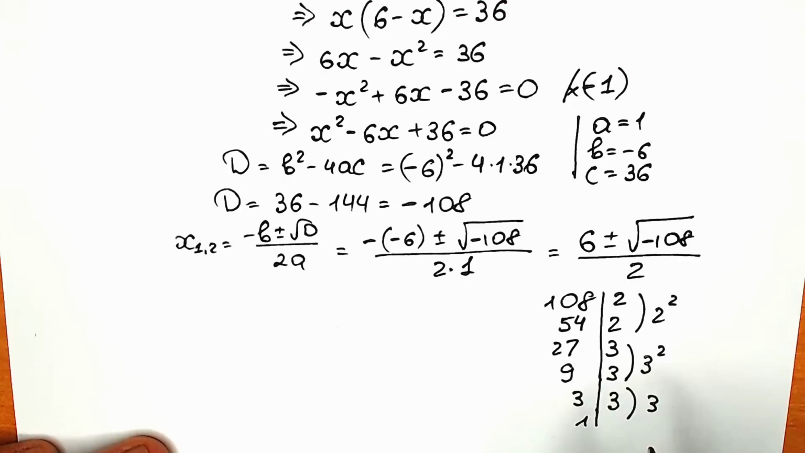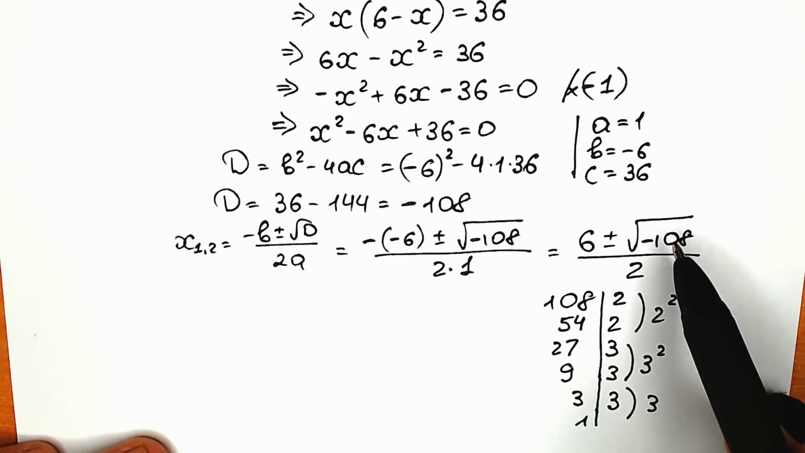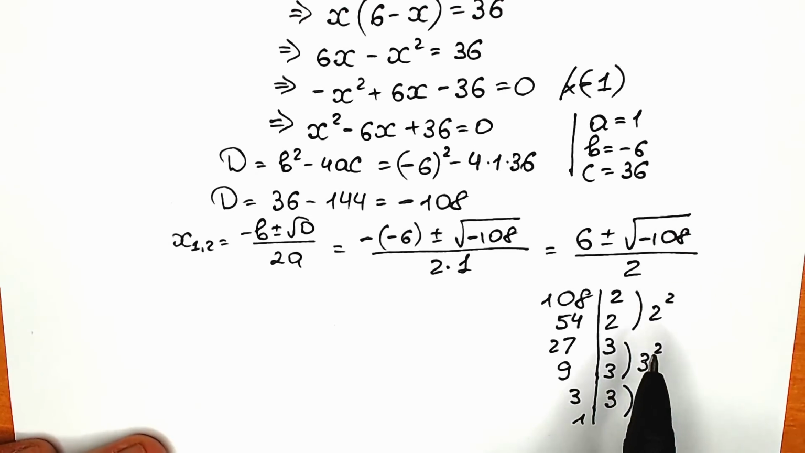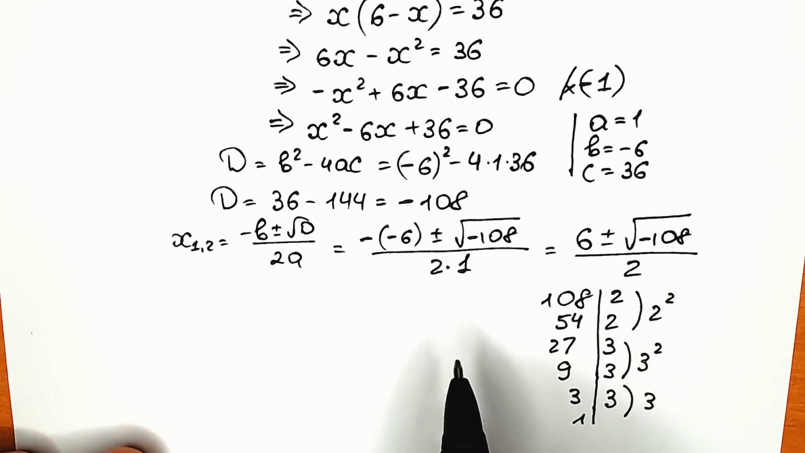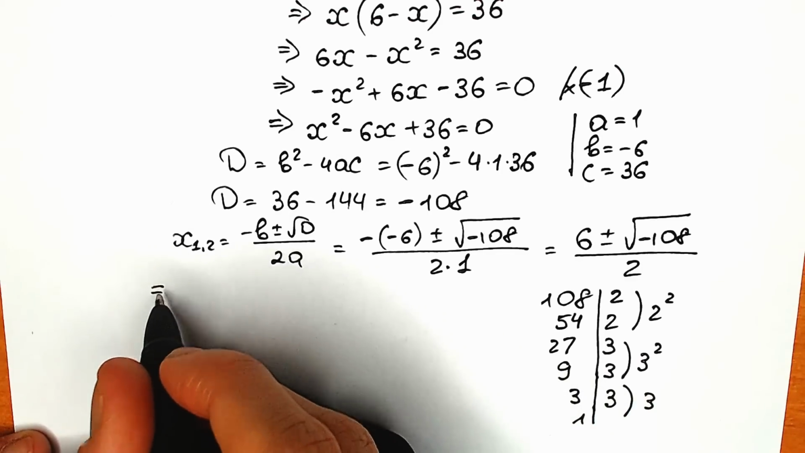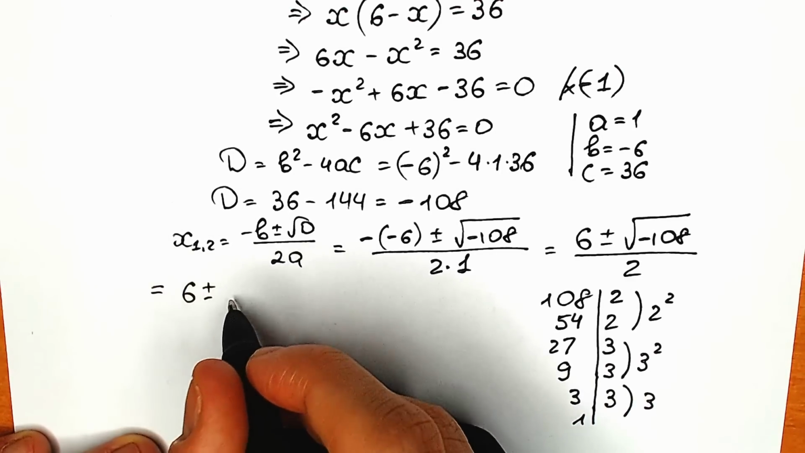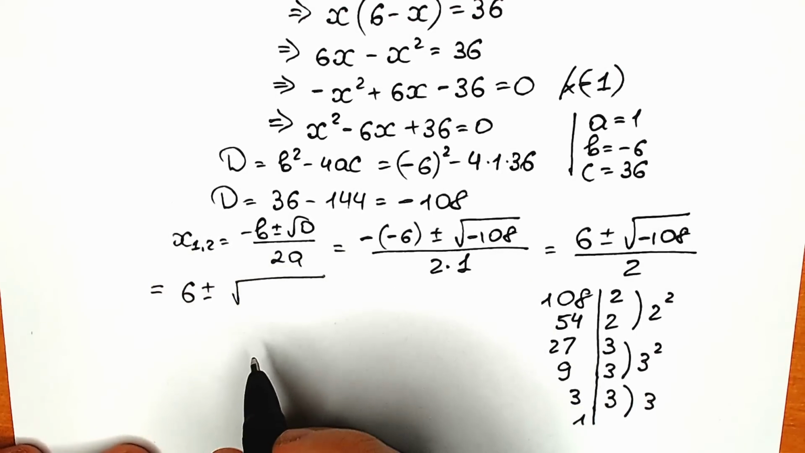Why did I split it like that? Because we're going to talk about the square root, so it's easier for us to express this as 2 squared, 3 squared, and 3. So let's do this right now. We have 6 plus minus the square root of minus 1.